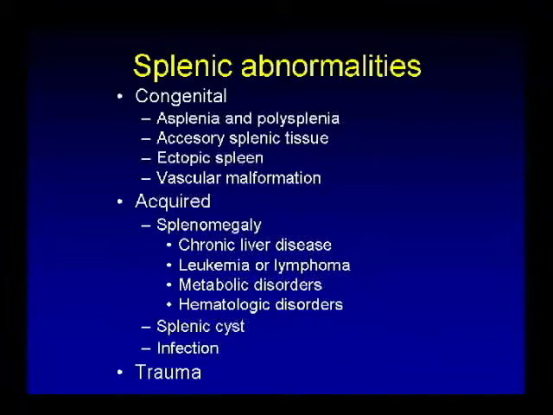You can have accessory splenic tissue very frequently. The spleen can be ectopic. You can have vascular malformations. And then all the causes of splenomegaly and, of course, trauma.